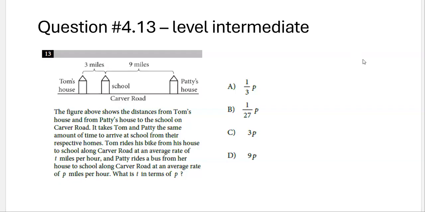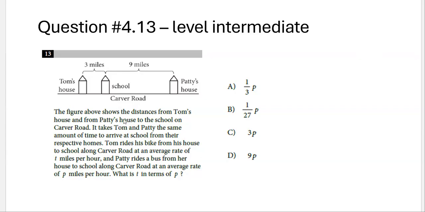This is number 13 on the 2020 PSAT exam. They categorize this as level intermediate, which I would agree it's intermediate level. Okay, so they give us this weird figure, and do we want to read all this? Let's try to skim it.